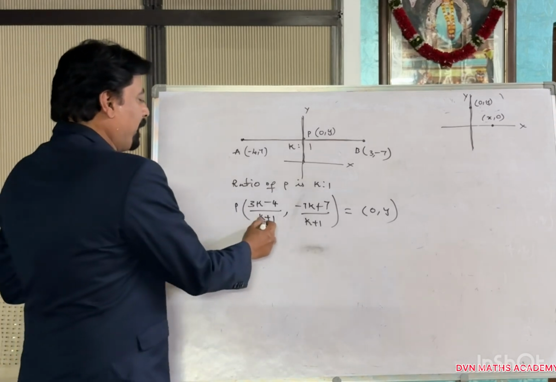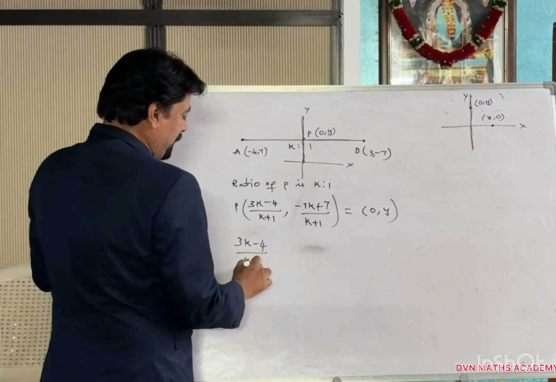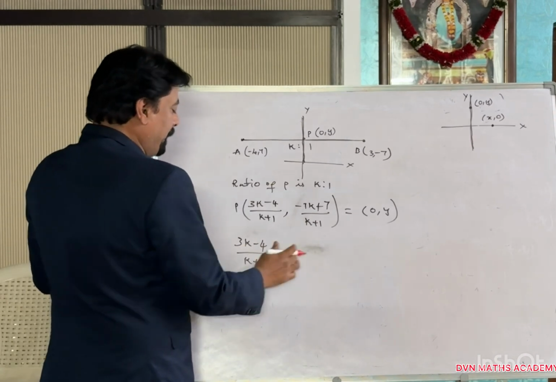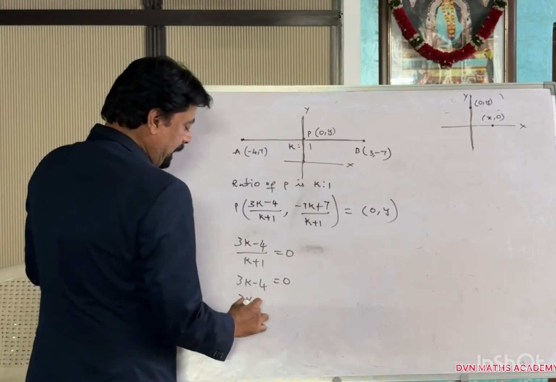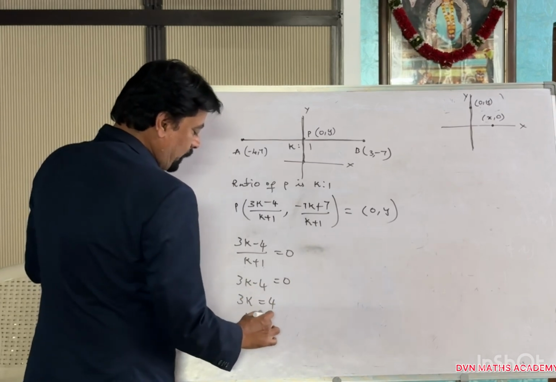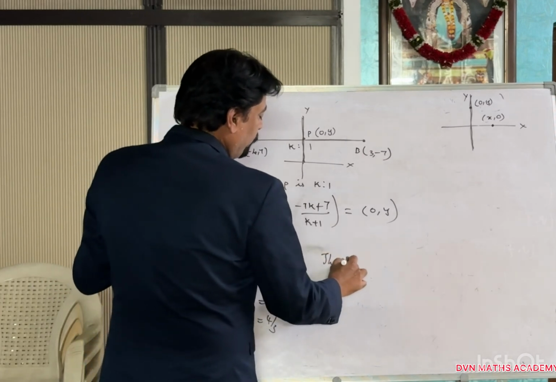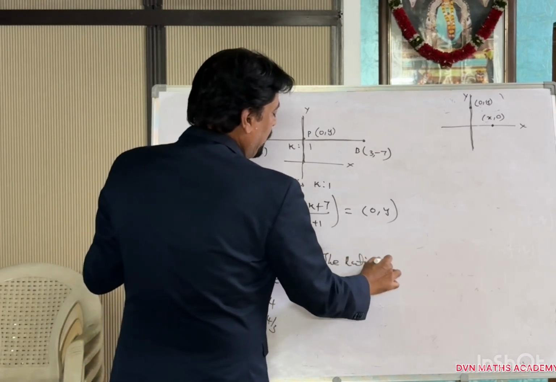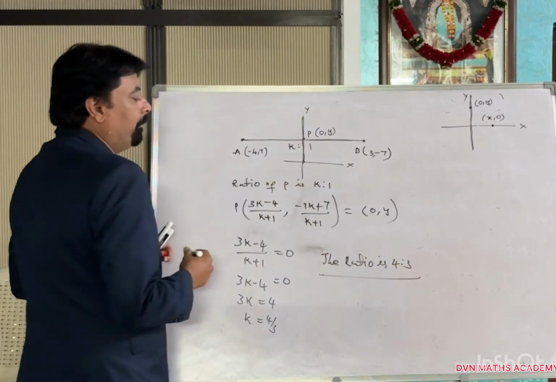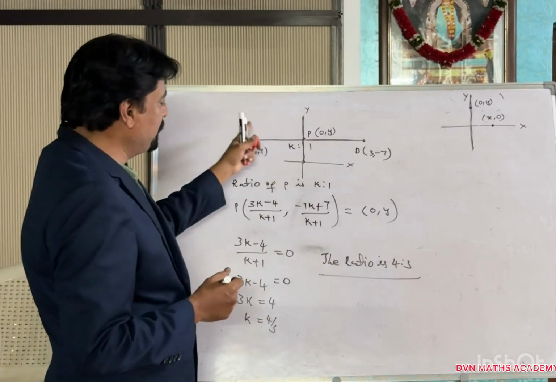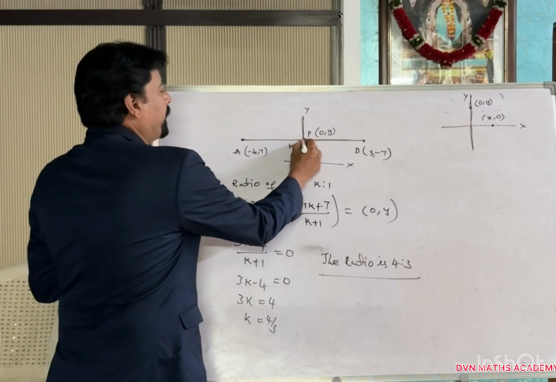So first you compare the x coordinate, that is (3k minus 4) by (k plus 1) is equal to 0. By cross multiplication, 3k minus 4 is equal to 0, 3k is equal to 4, k is equal to 4 by 3. Therefore, the ratio is 4 is to 3. This is one of the simple questions, but if you understand the concept, it is very easy to find the ratio.